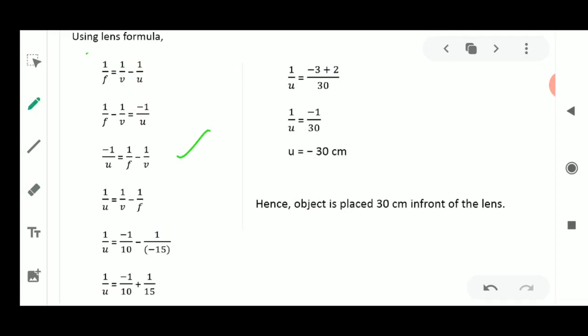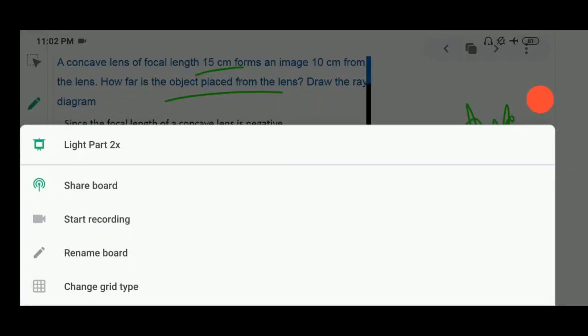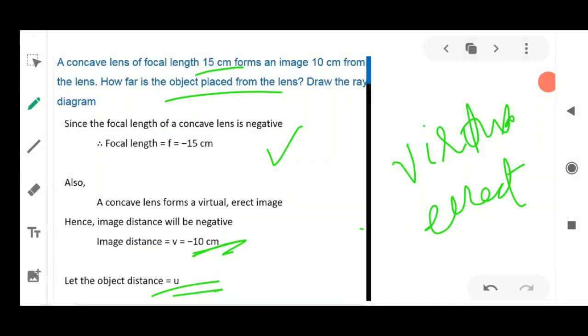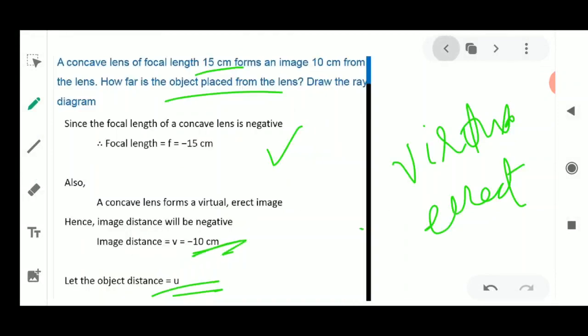So again you will be reducing this, and you will keep the value of 1 by u is equal to minus 1 by 10. How has this 10 come? This is v, which is minus 10. Okay, so we will write this as minus 10, and this f is 15, which is again with a minus sign. This is also 15 centimeters.